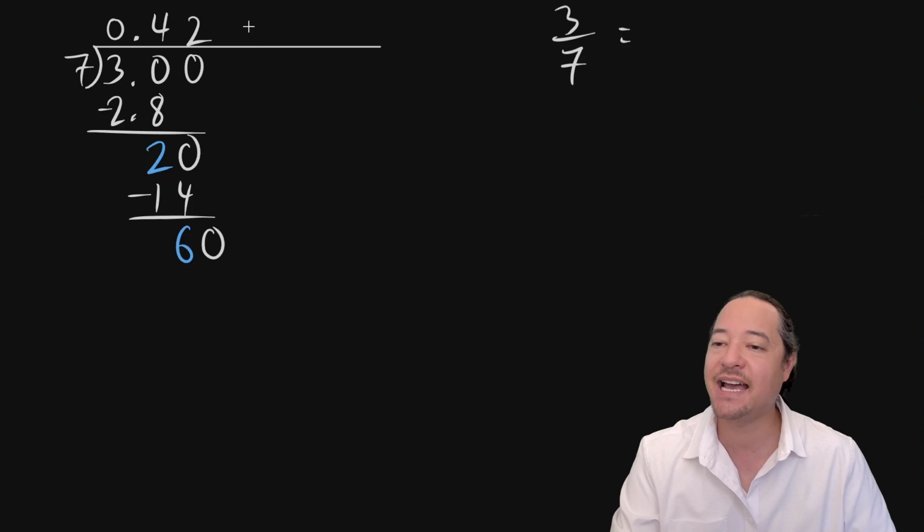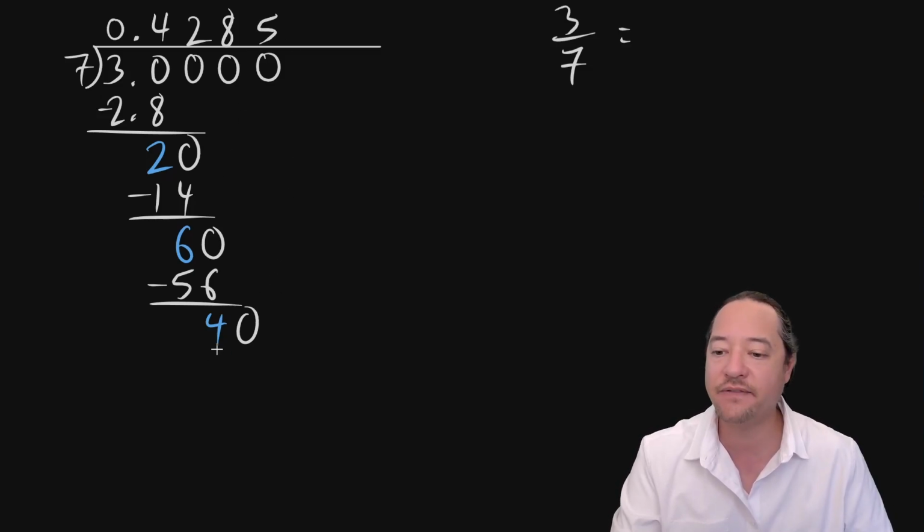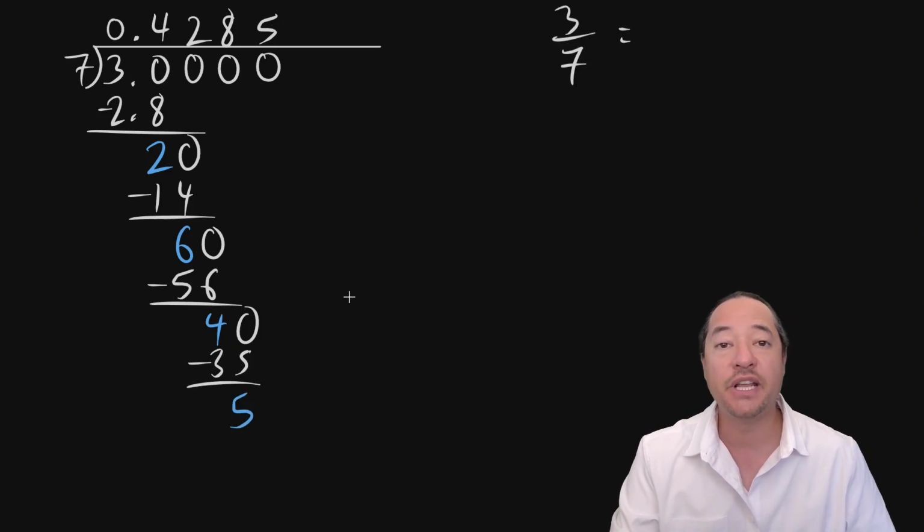Still not done. Let's add in another 0. All right, 7 goes into 60. How many times is that? Well, 7 times 9 is 63, so that's too much. It must be 8, right? 7 times 8 is going to be 56. We'll do our subtraction here, and we're going to get a 4. Okay, let's keep going. We're not done yet. We got a 40. 7 goes into 40 5 times, right? So 5 times 7 is 35. We'll subtract that off. We get a remainder of 5.